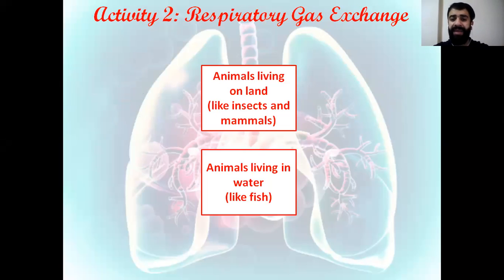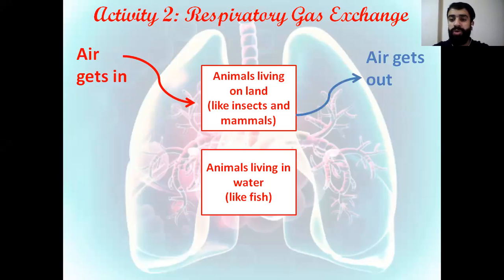So here, animals living on land like insects and mammals, whenever the air gets in, it's rich in oxygen, and it goes out, it's poor in oxygen. Why? Because we as humans or insects consume the oxygen and release carbon dioxide.